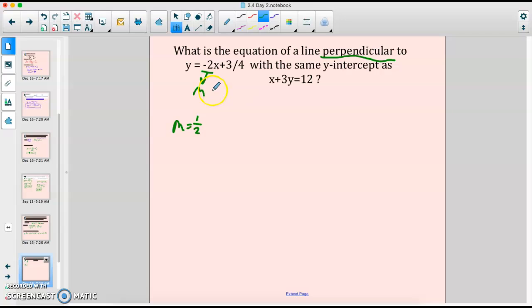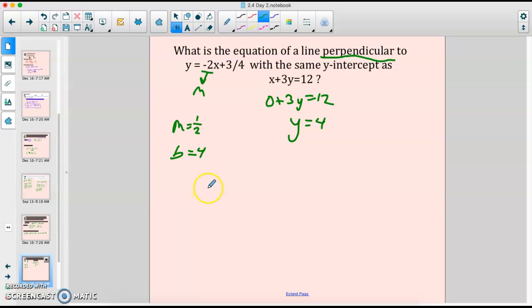So our perpendicular line is going to have opposite reciprocal slope from here. And then to figure out what the y-intercept is going to be, that needs to come from this equation, right? Because we want the line perpendicular to this one, but with the same y-intercept as this one. Okay, well, this one's in standard form. How do we find the y-intercept in standard form? We plug in 0 for x, right? And so we plug in 0 for x to find the y-intercept. And we get 3y equals 12. And so we know that the y-intercept is at 4. Okay, so in our problem, b equals 4.